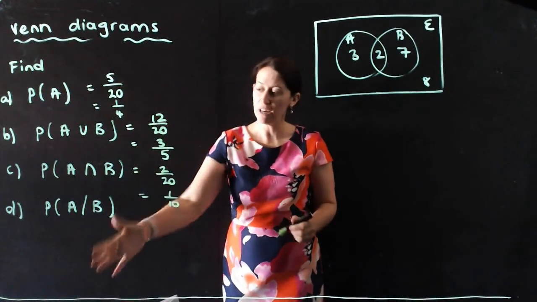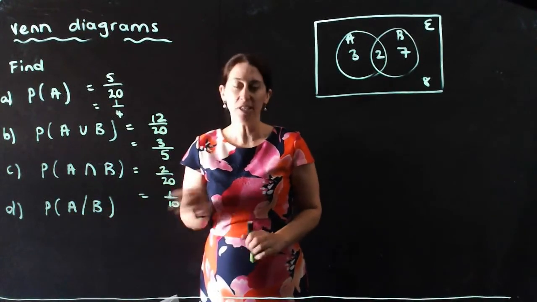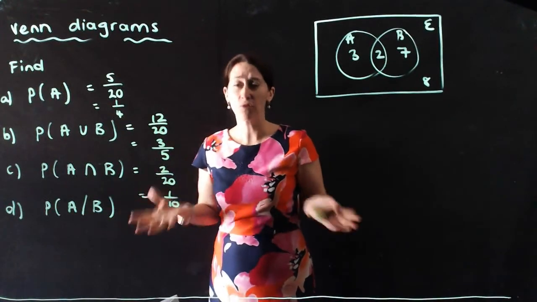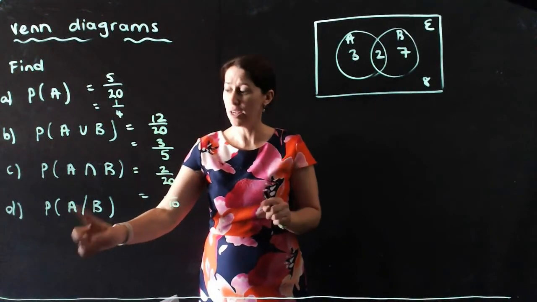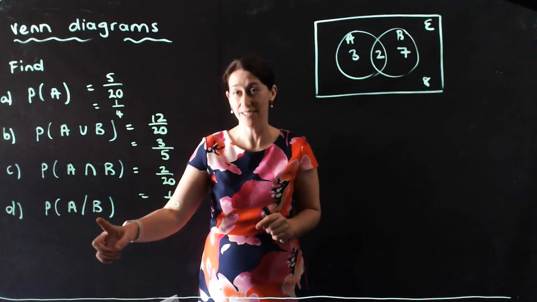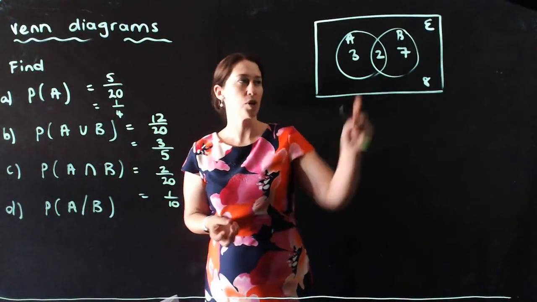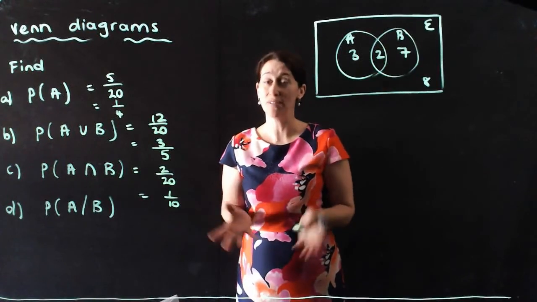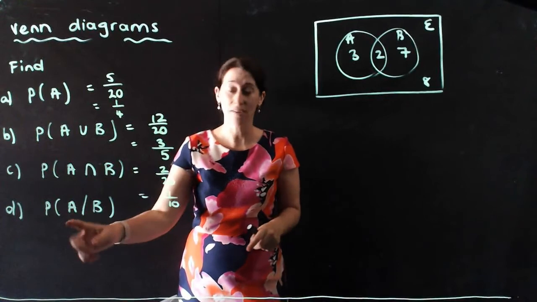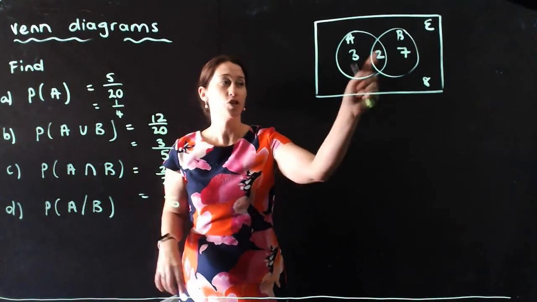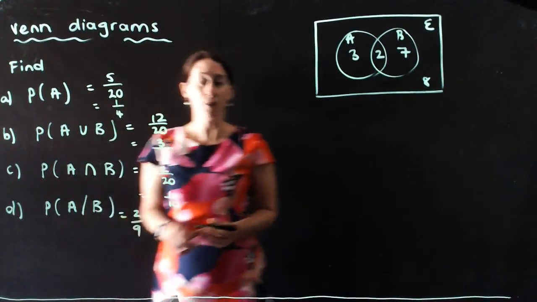Finally, we've got this vertical line down here. This means the probability of A given B. This is conditional probability, which you'll find in another video. But what it means is what's the probability of A given a condition, and that is given the fact that the student has to study biology. So we're only interested in the students that study biology. So there are 9 students only that study biology. So what's the probability of those 9 students that the student studies art? 2 out of 9. So the probability for that is 2 out of 9.